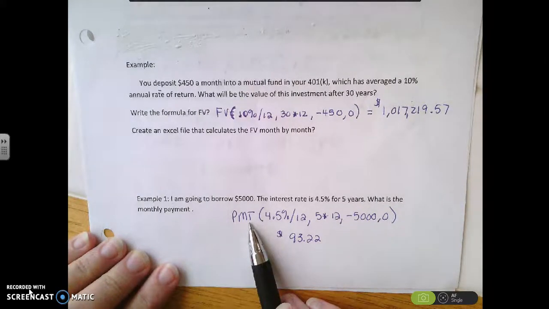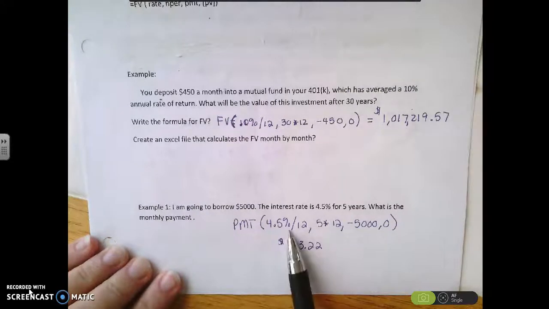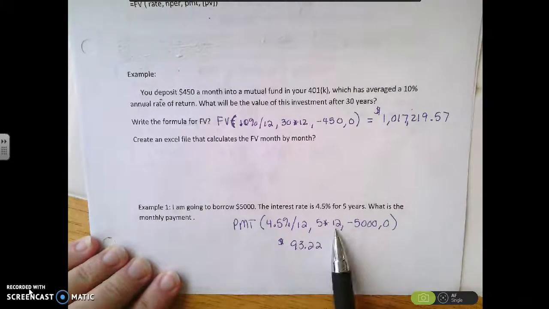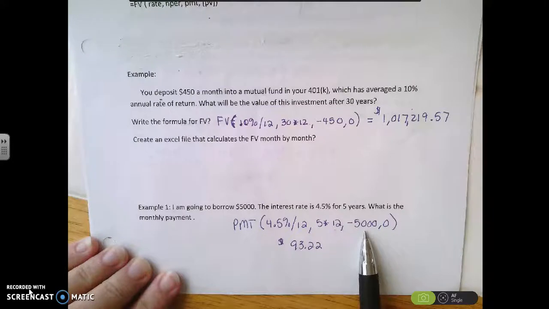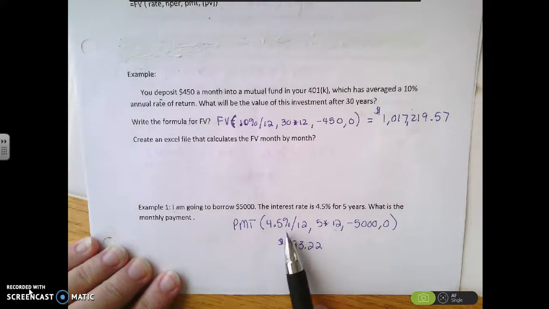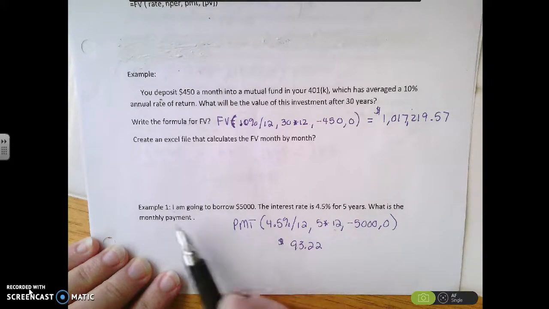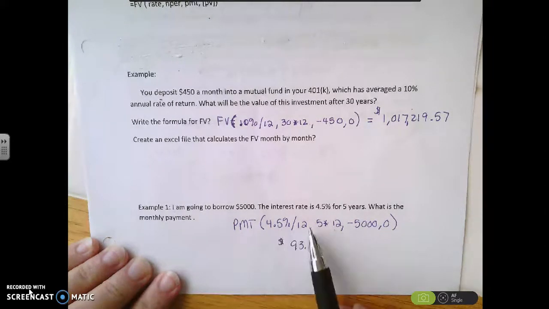So the PMT function requires the rate, the number of periods, the present value, and the future value, which is optional. So the rate is 4.5%. Since this is a monthly payment, I'm going to divide by 12. The number of periods is 5 years times 12 because it's 12 payments per year.